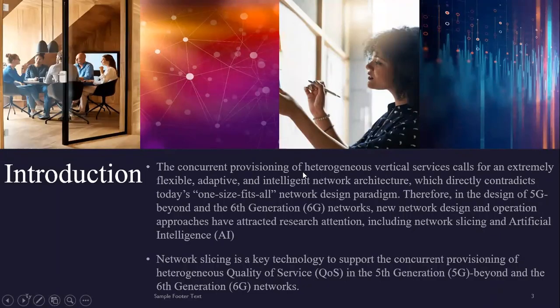Introduction. The concurrent provisioning of heterogeneous vertical services calls for an extremely flexible, adaptive, and intelligent network architecture, which directly contradicts today's one-size-fits-all network design paradigm. Therefore, in the design of 5G beyond and sixth generation networks, new network design and operation approaches have attracted research attention, including network slicing and artificial intelligence. Network slicing is a key technology to support the concurrent provisioning of heterogeneous quality of services in the fifth generation, that is 5G beyond, and the sixth generation, that is 6G networks.